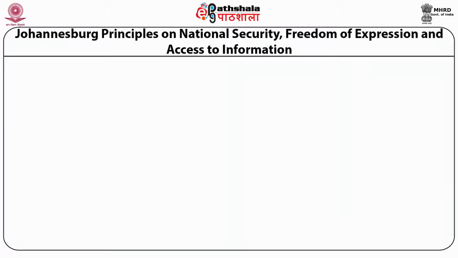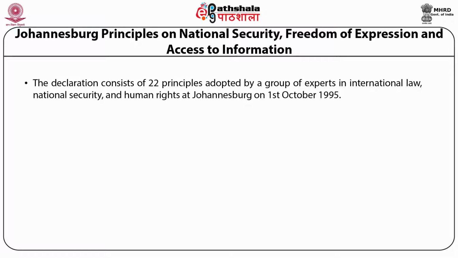Now let's come to an interesting instrument, a regional instrument, rather an international instrument still, known as the Johannesburg Principles on National Security, Freedom of Expression, and Access to Information. The Johannesburg Declaration consists of 22 principles adopted by a group of experts in international law, national security, and human rights at Johannesburg on 1st October 1995.